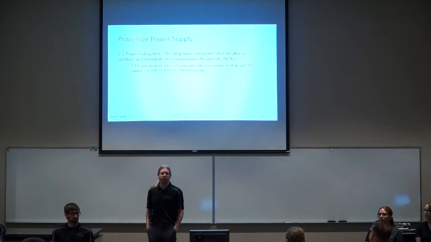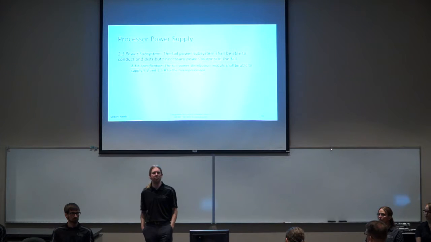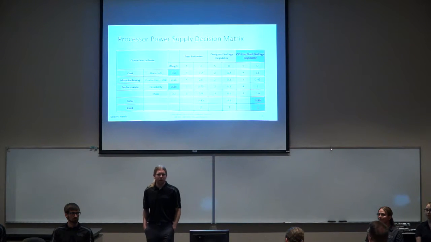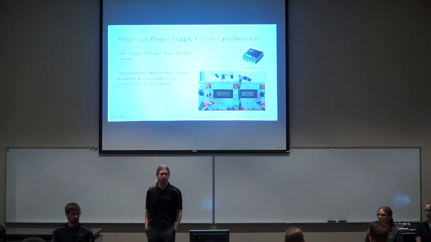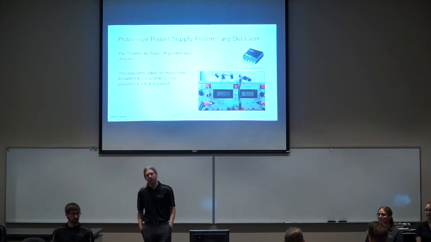For the processor power supply, the specification is that the tail distribution module shall be able to supply 5 volts and 2.5 amps to the processor. These 3 design choices were considered, with cost and reliability being the most heavily weighted criteria. As a result, the off-the-shelf voltage regulator was selected. This voltage regulator, the LM2596, can take the 21 to 25 volt input from the battery and output 5 volts and up to 3 amps output.